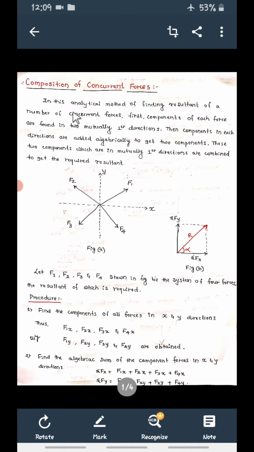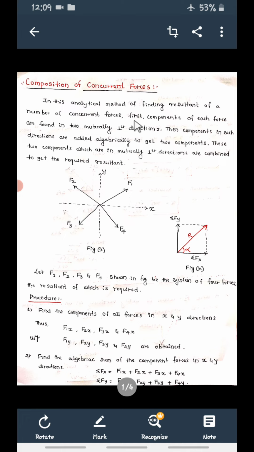So in this analytical method of finding the resultant of a number of concurrent forces, see this sketch, there are four forces F1, F2, F3 and F4. All these forces I need to combine and find out a single resultant. Okay, so that is important. That single resultant will have the same effect as that of the number of forces. Then how to combine these forces and finally how to find out the resultant we are going to see.